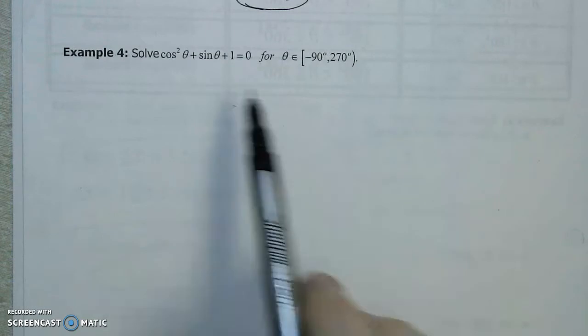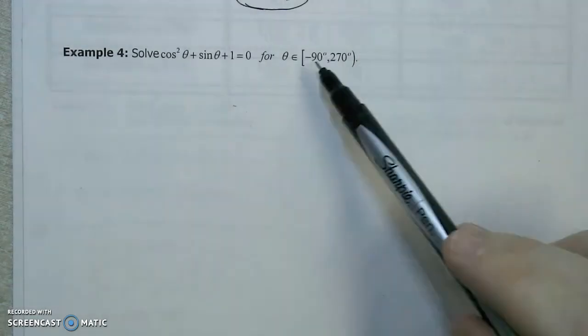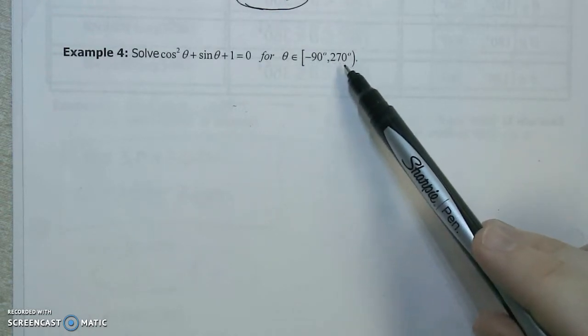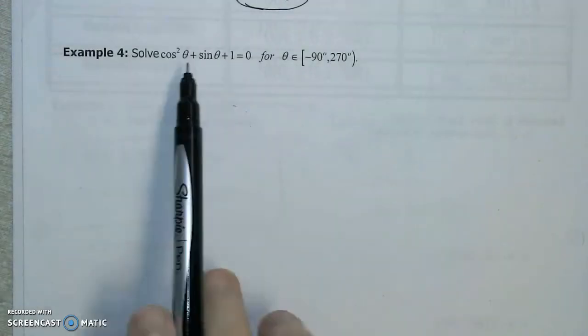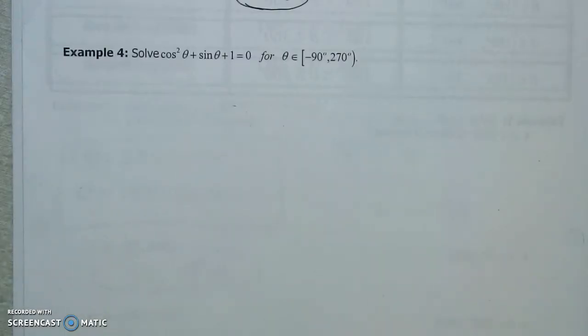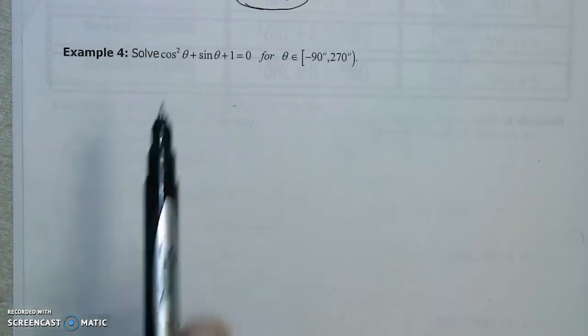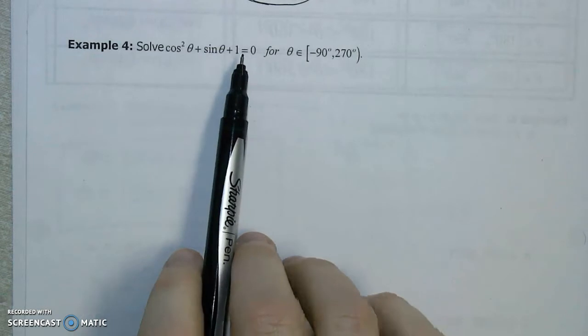And our goal here is to solve for theta and find all the theta values between negative 90, including negative 90, up to 270, not including 270. So all the answers between those that when you plug in that number, you get 0. So the first thing we'd want to do is change either cosine squared into sine or change sine into cosine. And it's much easier to change something squared than it is to change something that's not squared.